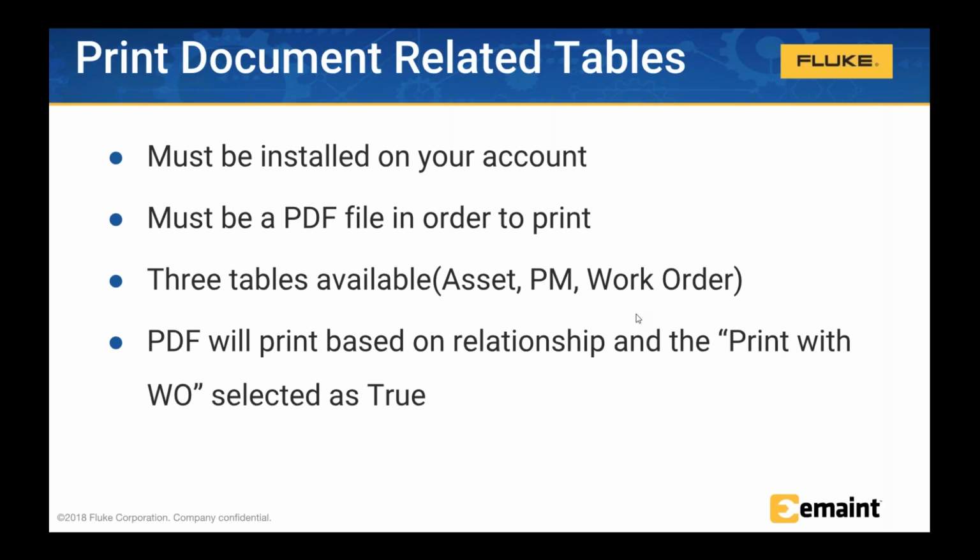Now, for these print document related tables, there are actually three of them. You have your asset documents, your PM documents, and your work order documents. And these PDFs that you attach will print based on the relationship and having the print with work order selection set to true. When I say that they print based on their relationship, it'll make a little more sense once I go into the demonstration. You'll see that how you attach these documents will define how they print out. So I'm going to pull up my eMaint system again.